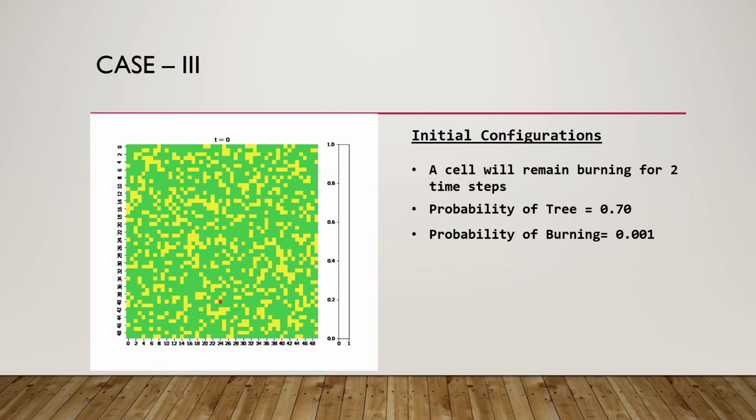Here we will consider that each burning cell will burn for 2 time steps before becoming an empty cell. By doing this change, we observe that the probability of burning a cell increases and the forest will get destroyed a lot faster. Here's a visualization for the same.